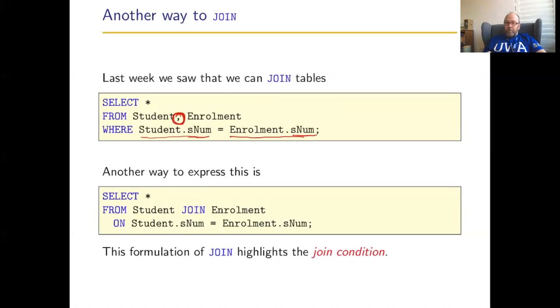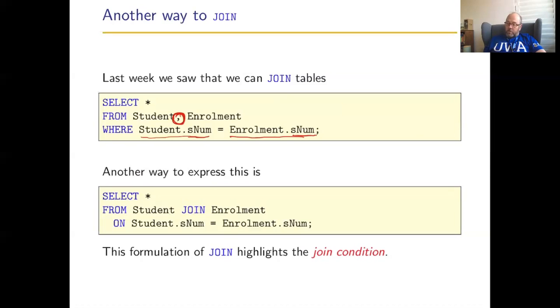We had to use the full name of these columns, like student.snum and enrollment.snum, because we can't put where snum equals snum, since it doesn't know which snum it's referring to.